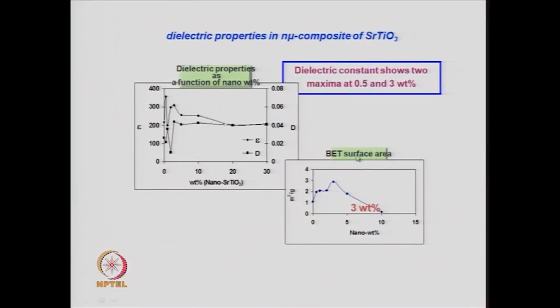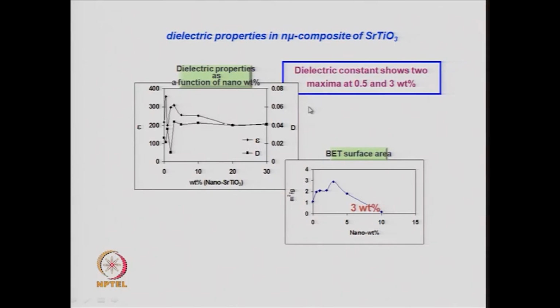So, you do nitrogen adsorption studies, and from that you can see that here the surface area is plotted in meter square per gram versus nano weight% of strontium titanate, and that also shows some kind of maximum around the weight% doped of strontium titanate. And typically at 3 weight% of strontium titanate, there is a maximum in the surface area, there is also a maximum in the dielectric constant epsilon. There is also the variation of the dielectric loss as a function of the nano dopant.